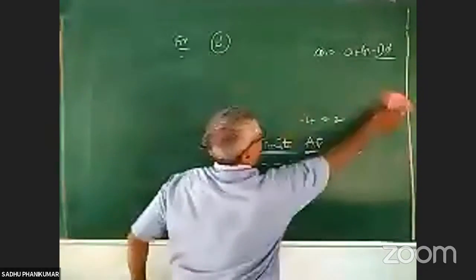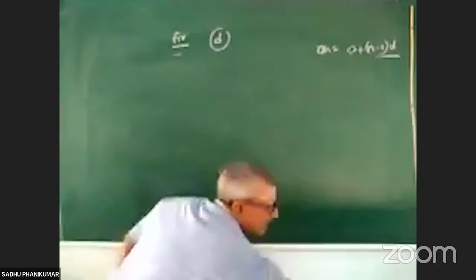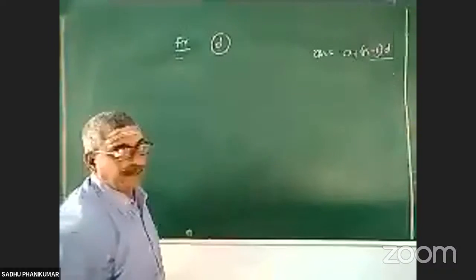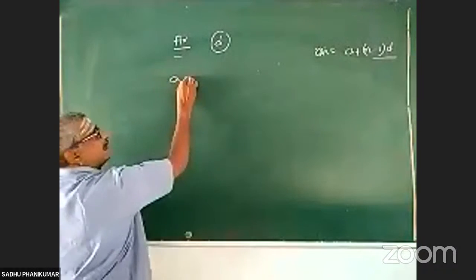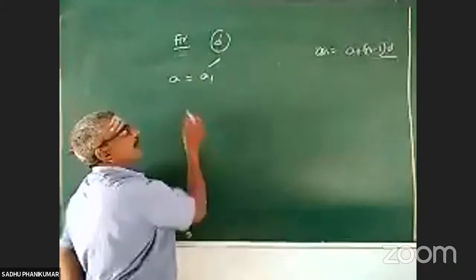So we have to remember there are two types of APs: one is finite AP, the other one is infinite AP. Okay, no problem. Already discussed: a is equal to the first term of the AP, a1 is always denoted with a.